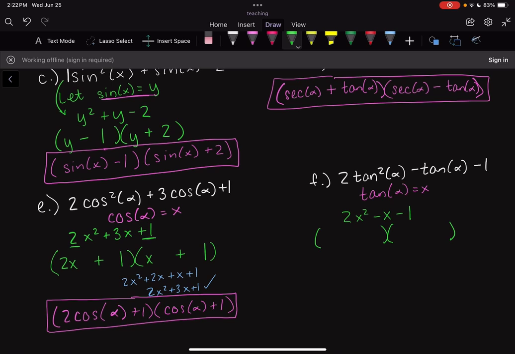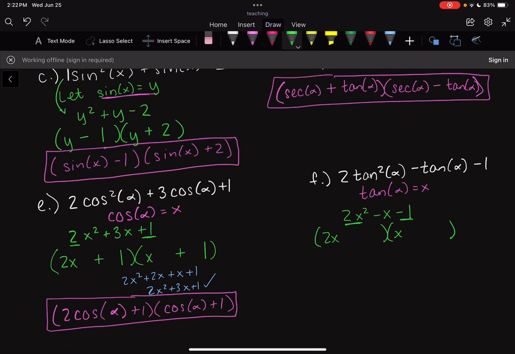So if I factor this one, two numbers to get to 2x squared would be 2x and x. To get to a negative 1, one of these will have to be positive, one will have to be negative. Now I know the numbers themselves would be 1 and 1. This is where the kind of guessing comes in, because you have to figure out which one needs to be negative and which one needs to be positive.